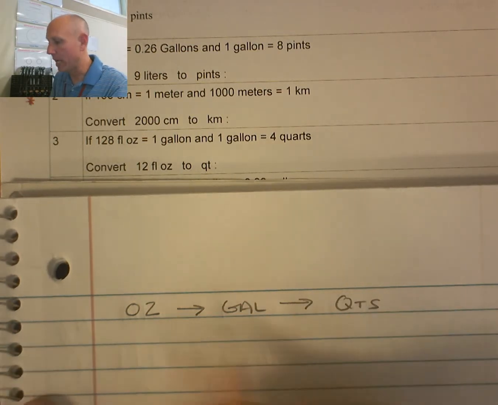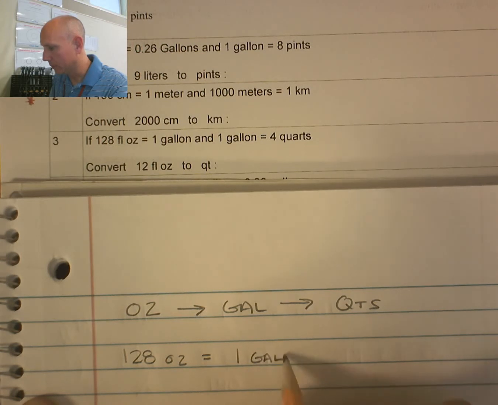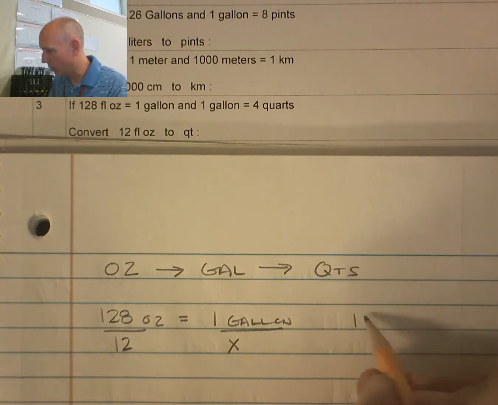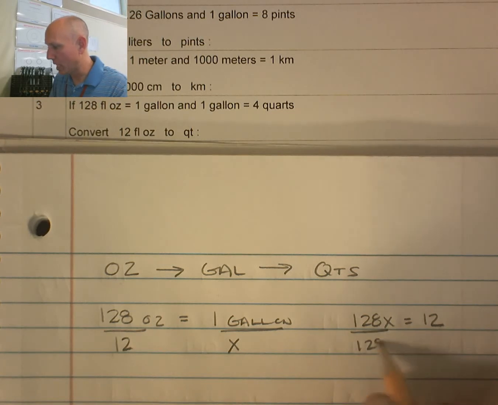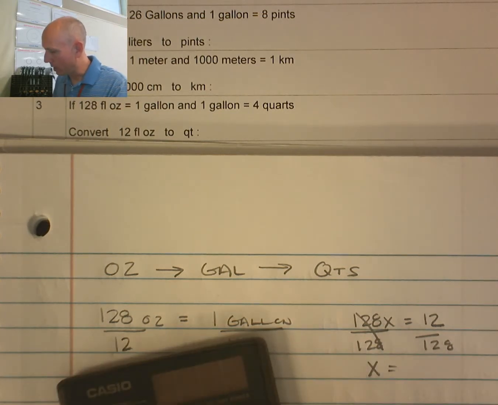What's the connection between ounces and gallons? I know that 128 ounces equals 1 gallon. And then what am I given? I'm given 12 ounces and x gallons. Now I'm going to cross multiply and divide and solve that. So it's going to be 128x equals 12. If I divide both sides by 128, I get x equals 12 divided by 128. That gives me 0.09375 gallons.